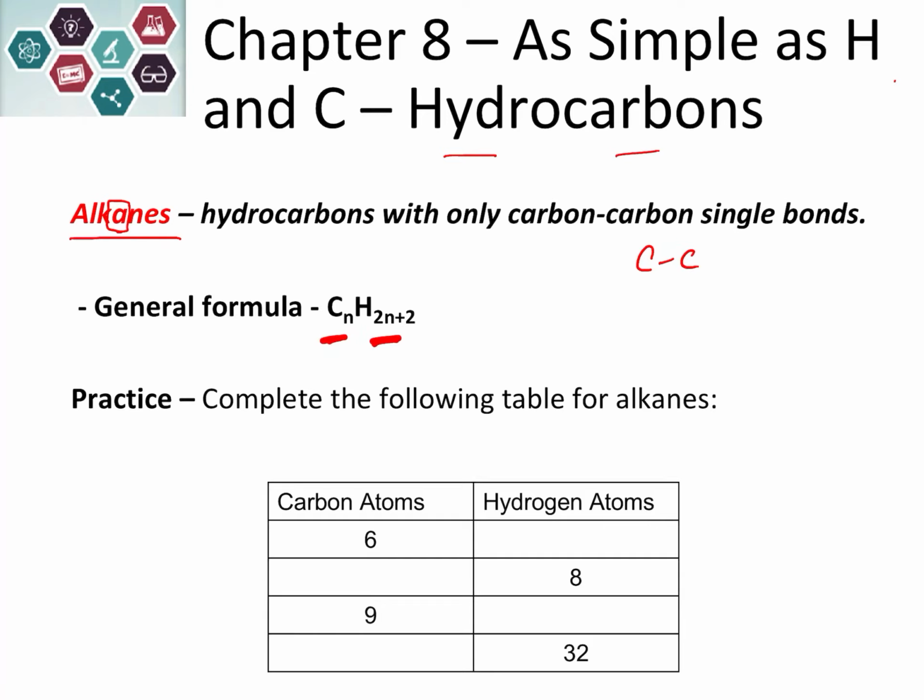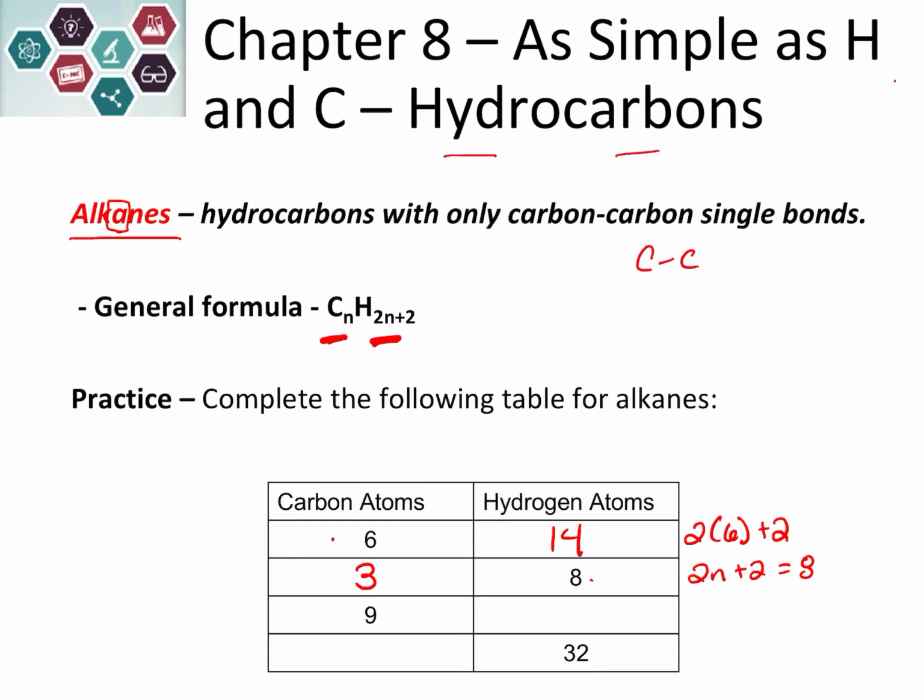So here's a couple examples. We know we have 6 carbon atoms for the first one. So that means we're going to be doing 2 times 6 plus 2 to get the number of hydrogens, which would be 14. The second example, we know hydrogen is 8. So that means the 2n+2 has to equal 8. If we solve for n, we find out we have 3 carbons.